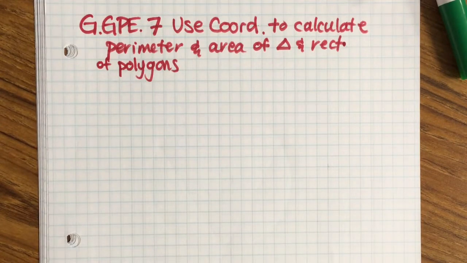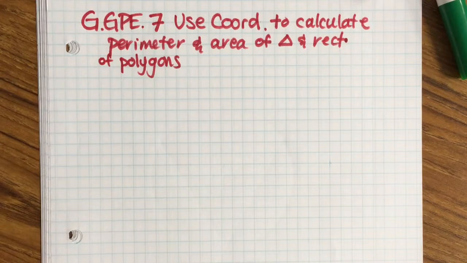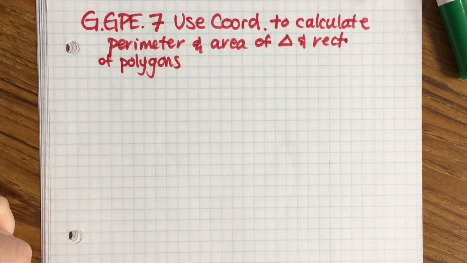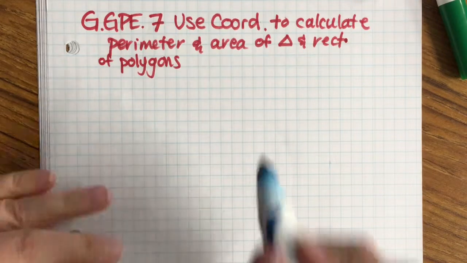GPE 7 is use coordinates to calculate the perimeter of polygons and then the area of triangles and rectangles. Let's just go over some basic things. What is the perimeter? Perimeter is the area of... No, not an area. What is the perimeter? The distance around. The distance around. And what is the area?